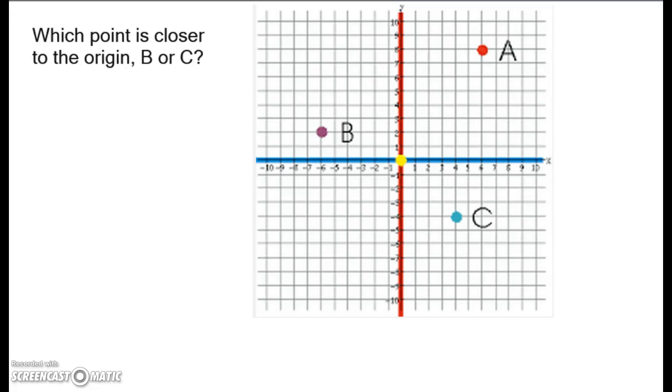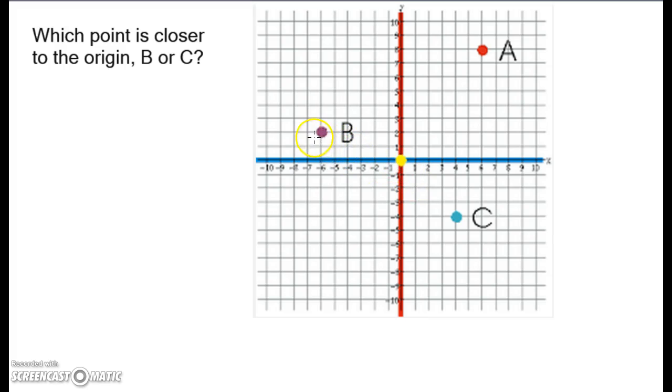This is another distance example, but this question's a little different. This question asks which point is closer to the origin, B or C. All right, so the origin is point (0, 0), this yellow point right here. And they're asking whether B or C is closer to the origin.